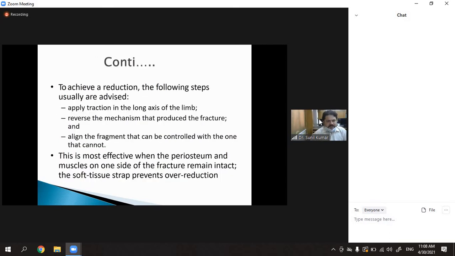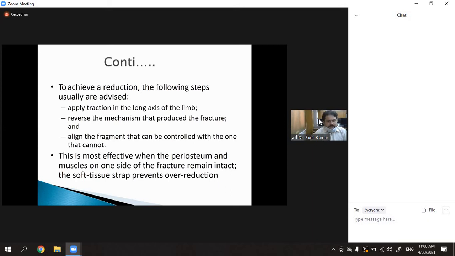To achieve a reduction, the following steps usually are advised. These are the methods or steps we can follow to reduce the fracture. We have to apply traction in the long axis of the bone. By doing traction in the long axis of the limb, we will achieve the reduction of that fracture.